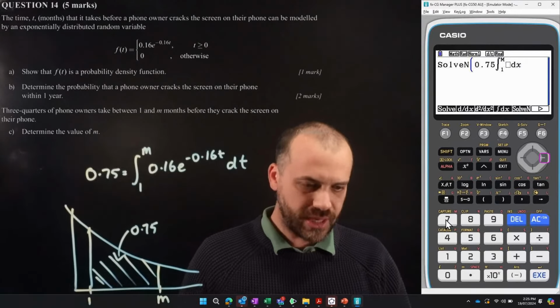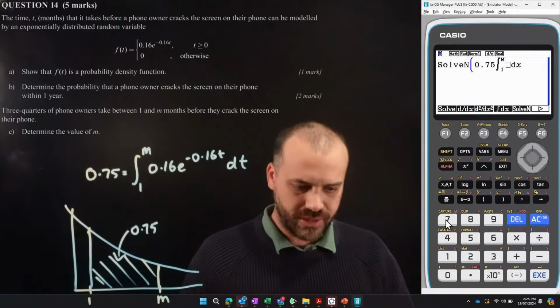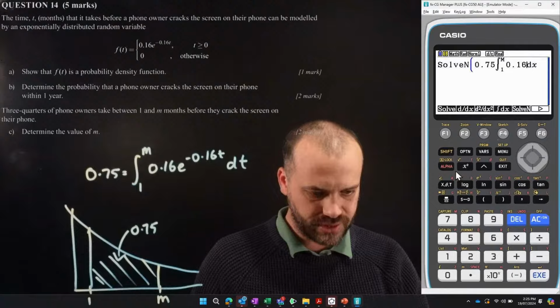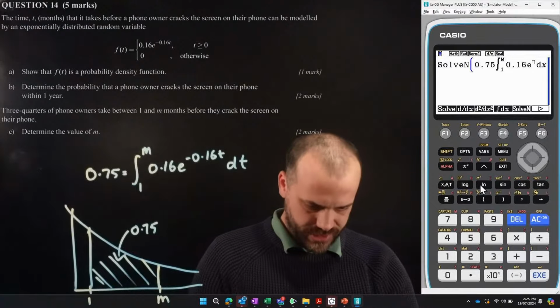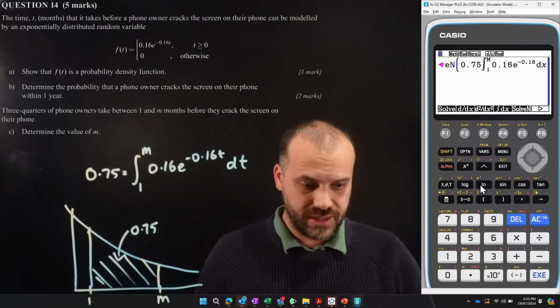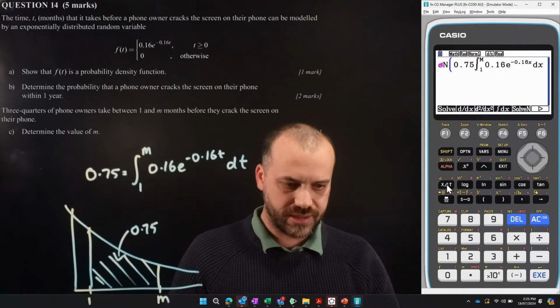And then we can't use x. That's not going to work. We've got to use a different letter here, and I'll show you why that is in a second. 0.16, and then we go shift. Where's our e value? There's e, negative 0.16. And then we can't use t. We've got to use x here. There's x here. Okay, and then it's going with respect to x.